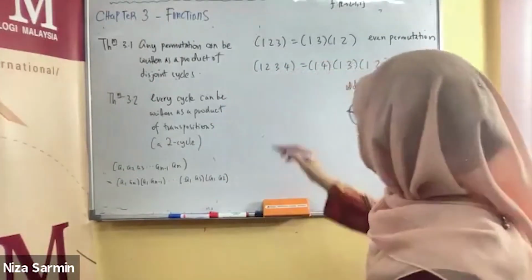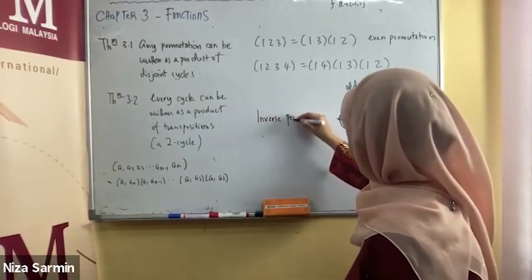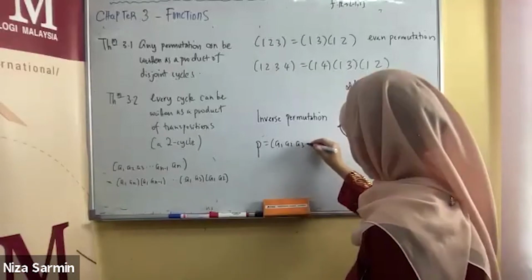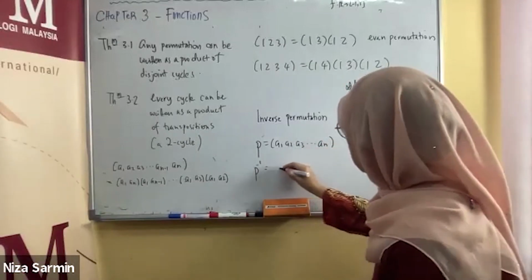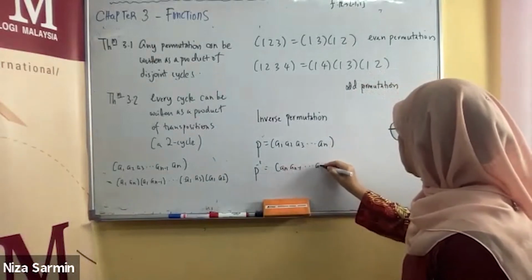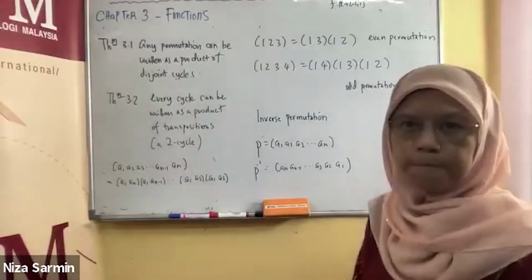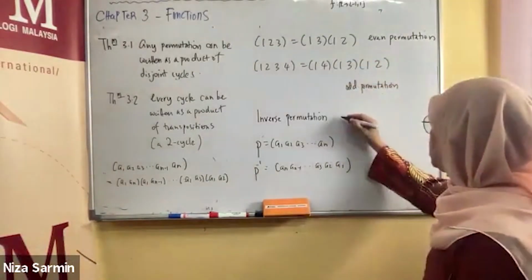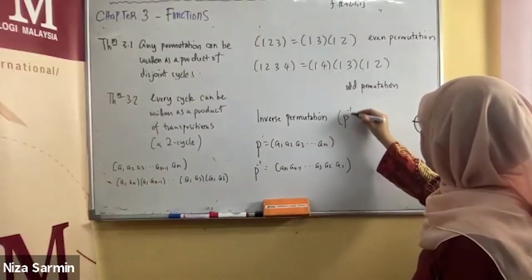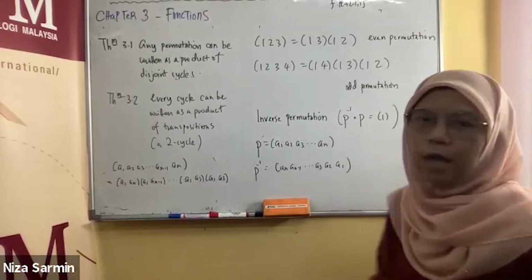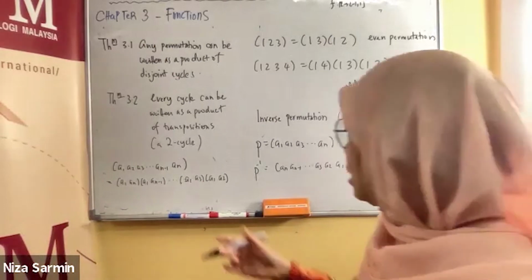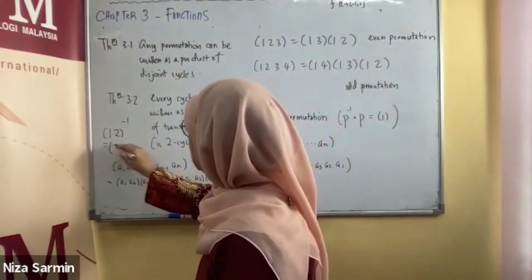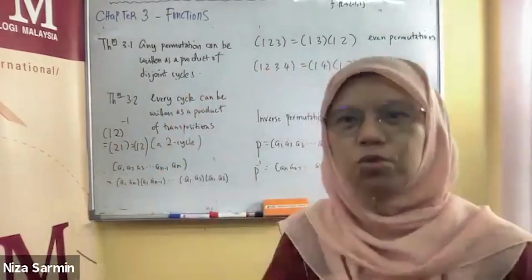Okay, last one is the inverse permutation. If P is this permutation, P inverse is the other way around. Okay. What does it mean by inverse? Inverse permutation means when you multiply, you will get the identity. That is why we call it inverse. So the inverse of a transposition is that transposition, right? The inverse of (1, 2) is (2, 1), which is (1, 2), right? It's a cycle, (1, 2)(1, 2) is the identity.